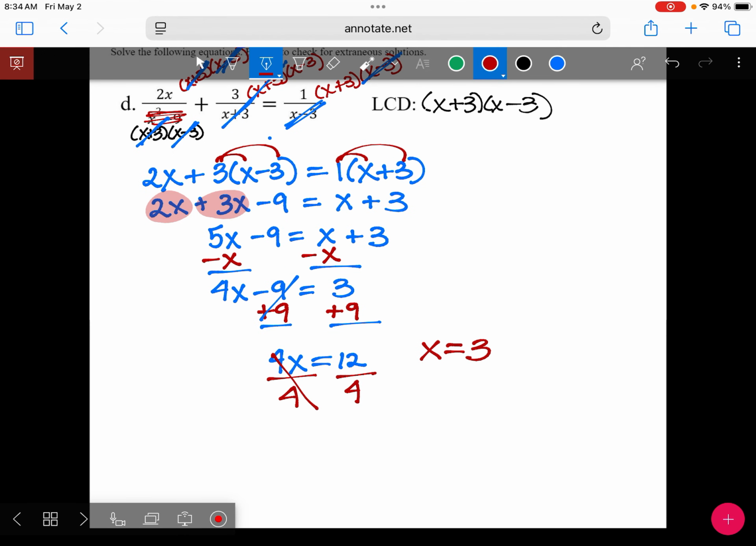Can I use that? Who says yes? Who says no? Who's not sure? It's no. And the reason why it's no is because if I put the 3 here, I'm going to get 0. We cannot have a 0 in the bottom. You can have a 0 up top, but you cannot have a 0 in the bottom. That 3 will make this last fraction become 0. So this is not going to work. So the only answer I got doesn't work. So I got to cross it out. And that means I have no solution.